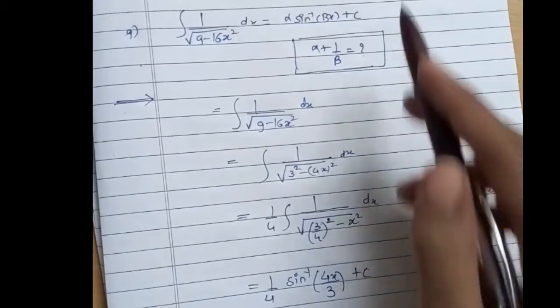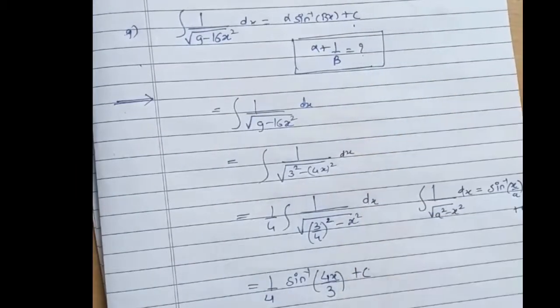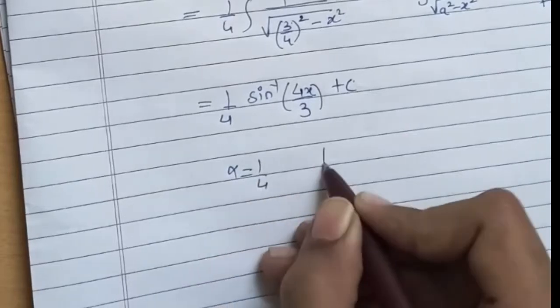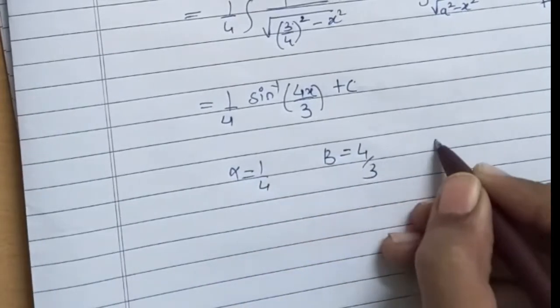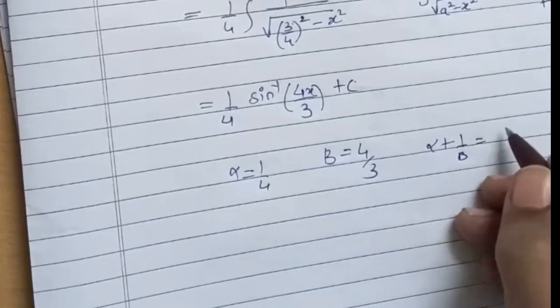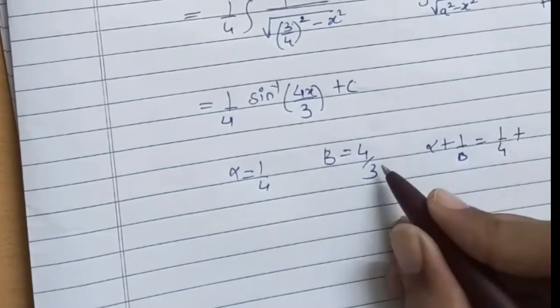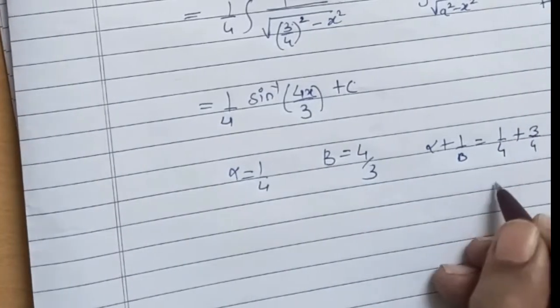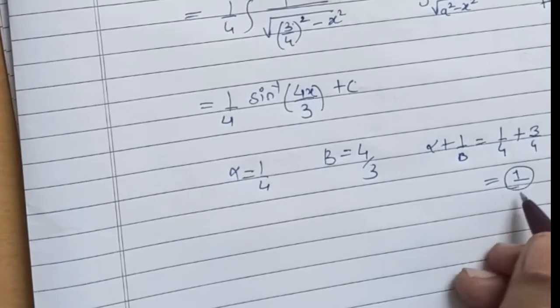By comparing it with the given equation, we get alpha equal to 1 by 4 and beta equal to 4 by 3. So alpha plus 1 by beta is equal to 1 by 4 plus 3 by 4, which is nothing but 4 by 4. The answer is 1.